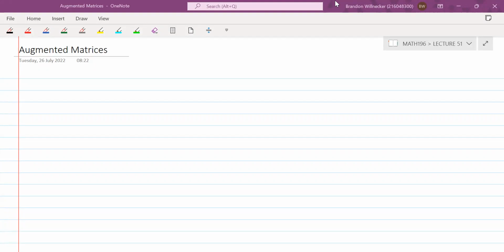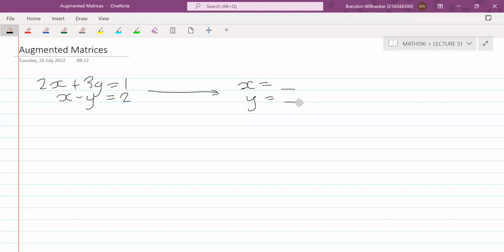So let's say we had 2x plus 3y is equal to 1, x minus y is equal to 2. So that's what was given. And if you perform certain operations, we could turn this system into x equals something, y equals something. Okay, so we could manipulate the system of equations so that we end up with the solutions at the end.